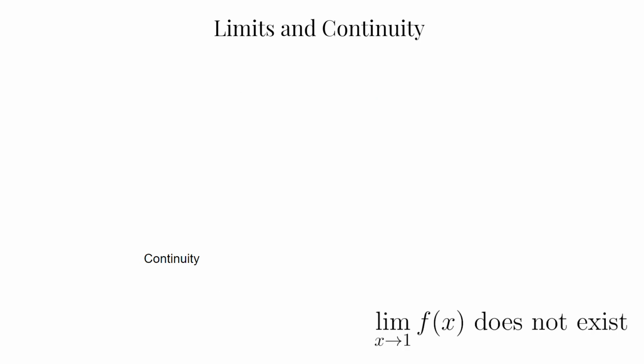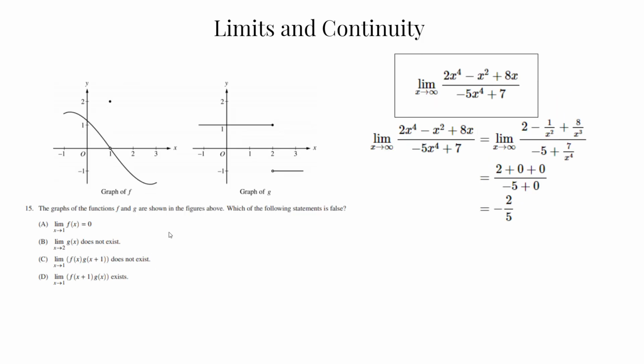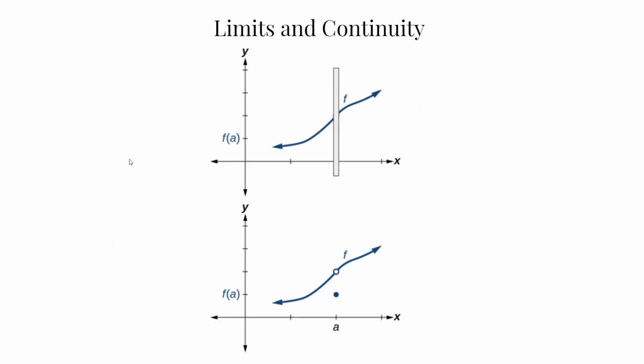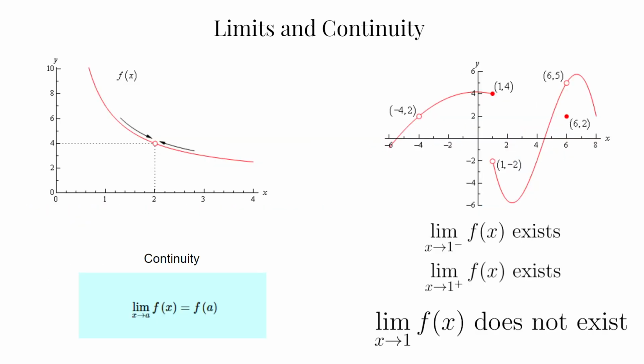Okay. So for continuity, it's continuous when the limit equals the value. This is an example of one-sided limits. If you look at 1, when it approaches from the left, it's 4, and when it approaches from the right, it's -2. Both of those limits exist, but the limit as it approaches 1 does not exist because the left-hand limit does not equal the right-hand limit.